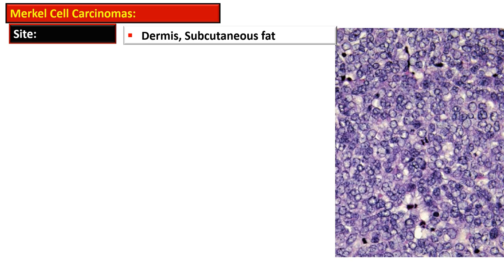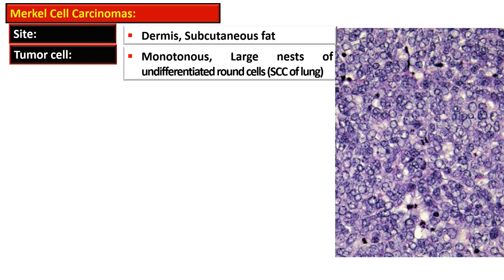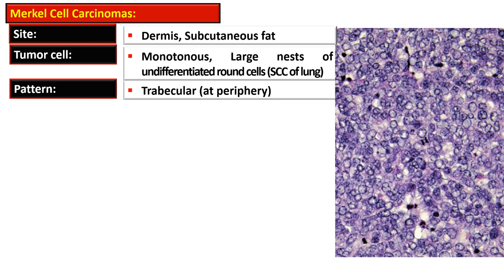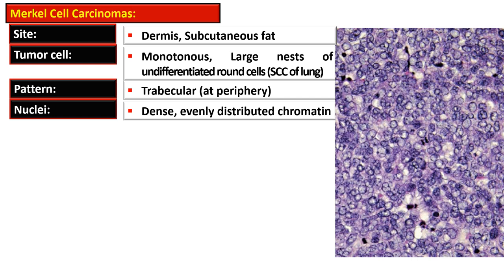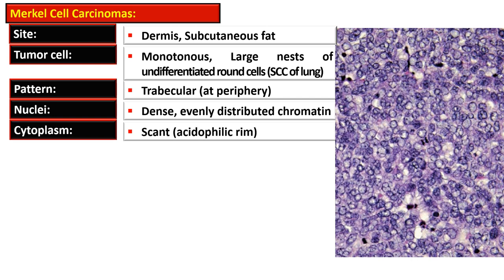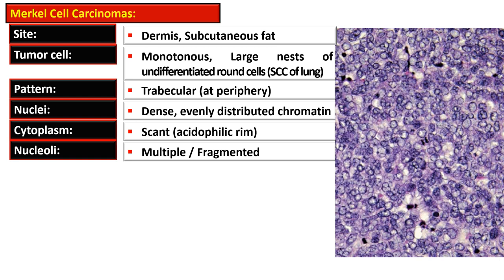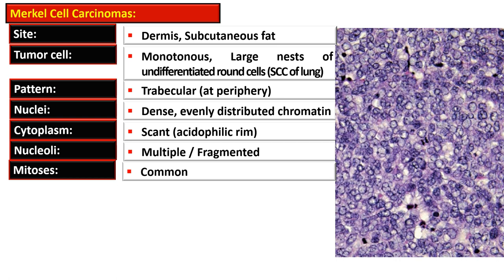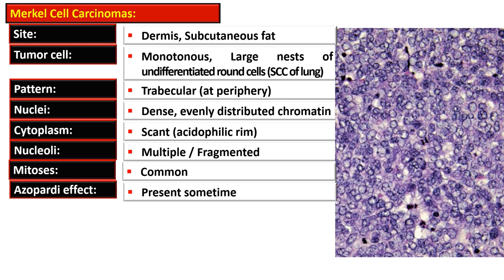The Merkel cell carcinoma is located in the dermis or infiltrating into the subcutaneous tissue. The tumor is a population of monotonous cells that are present as large nests of undifferentiated round cells, as seen in small cell carcinoma of the lung. The pattern of this tumor is trabecular at the periphery, and nuclei are dense with evenly distributed chromatin, and there is scant cytoplasm. There is only a rim of acidophilic cytoplasm. Nuclei can be multiple or fragmented due to apoptosis, and mitosis is common. Azzopardi effect is sometimes present. This Azzopardi effect is the hematoxylinophilic staining of the vessel wall and fibrous septa, especially present with necrosis.